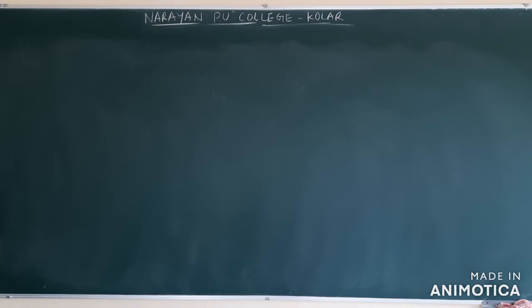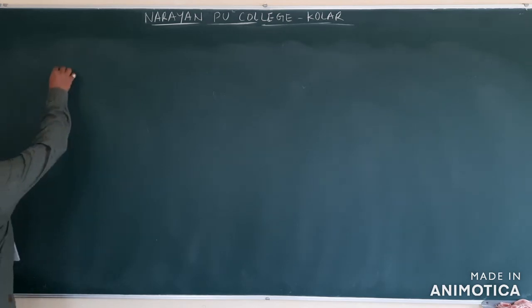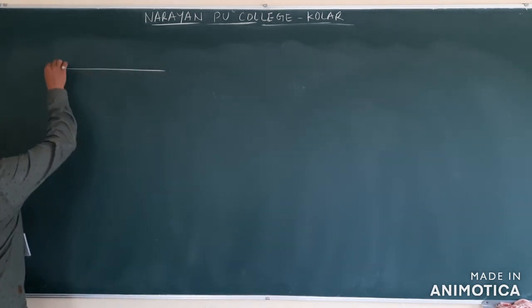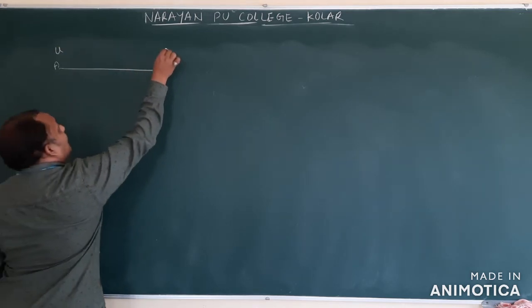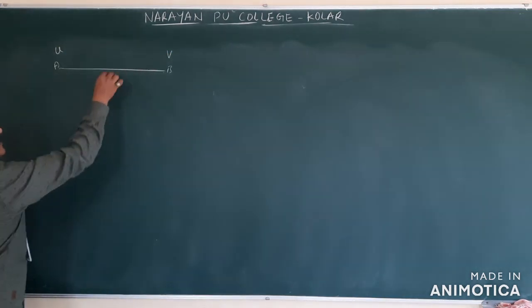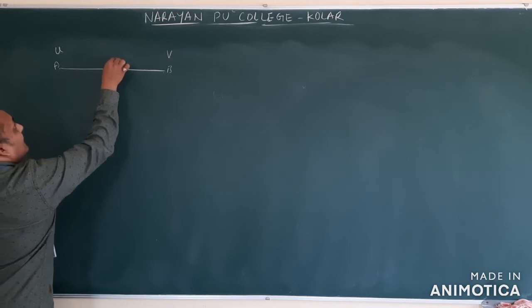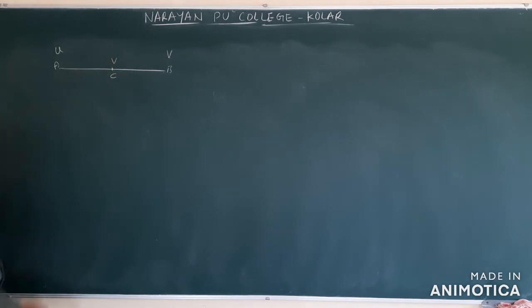Example 10. A particle moving with constant acceleration from A to B in a straight line AB has velocities u and v at A and B respectively. Find the velocity of the particle at the midpoint of AB. Means, an object is moving from A to B. Here at A the initial velocity is u, at B the final velocity is v. So what is the velocity at this midpoint? That is nothing but C.